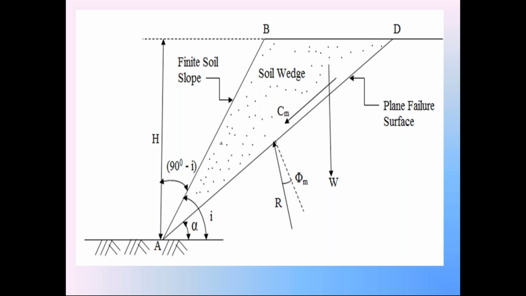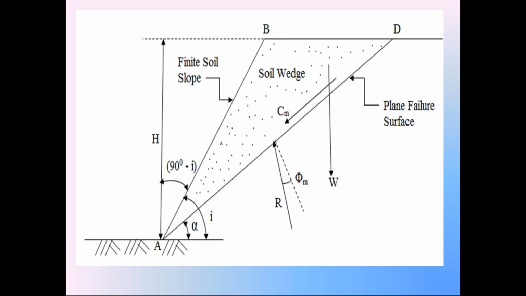Our aim in Kalman's method is to prepare the equation for the maximum height of soil slope AB. That is the main concept in Kalman's method. So in Kalman's method, we are going to prepare the equation for the maximum vertical height of this finite soil slope AB so that the soil slope is stable. In order to prepare that maximum height of the soil slope AB, we are using this Kalman's method.